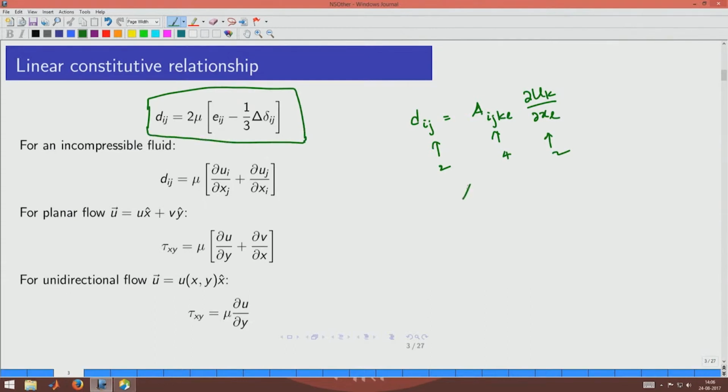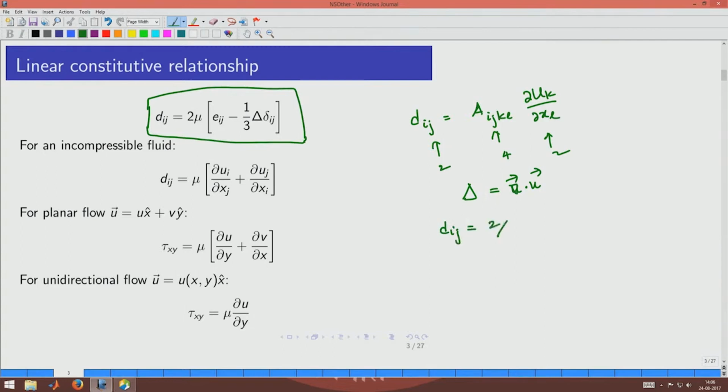Here the delta is the same as what we have come across, which is nothing but the rate of dilation, and this is coming here, and you could see that this constitutive relationship does not distinguish between incompressible and compressible fluid flow. If it is incompressible, then the second term can be dropped. So, you could see that the first term would then be looking like this.